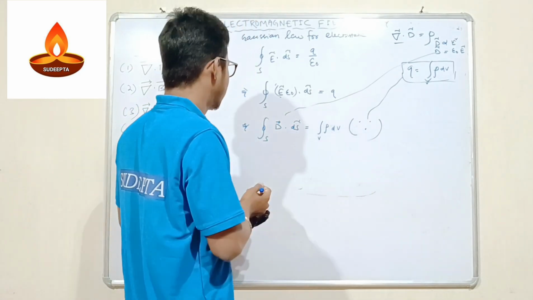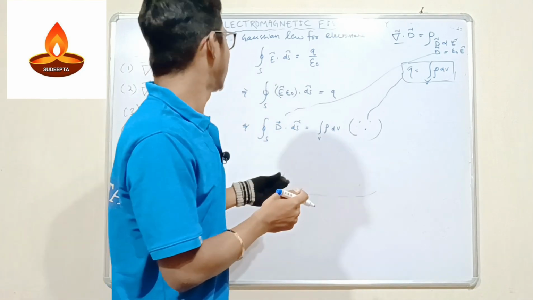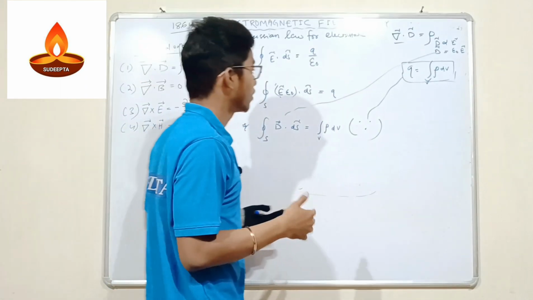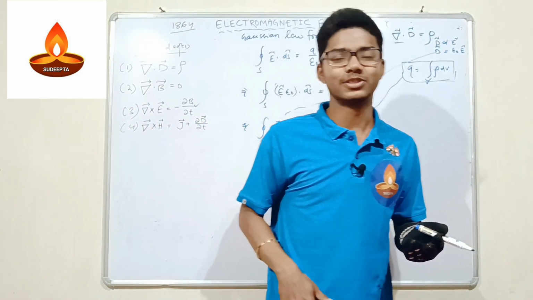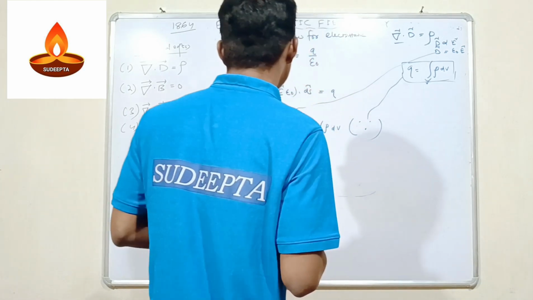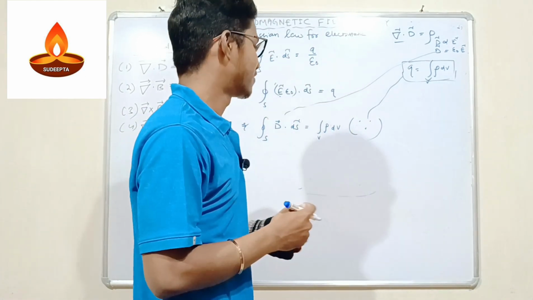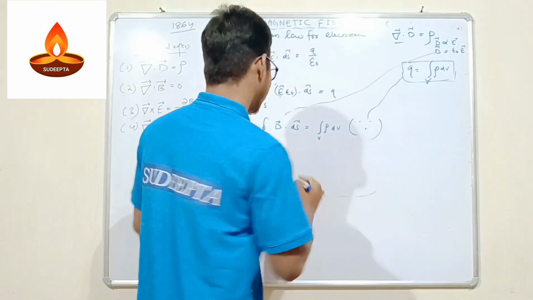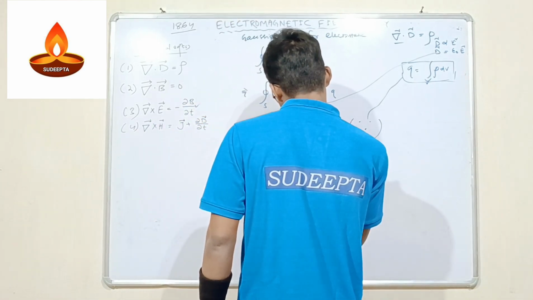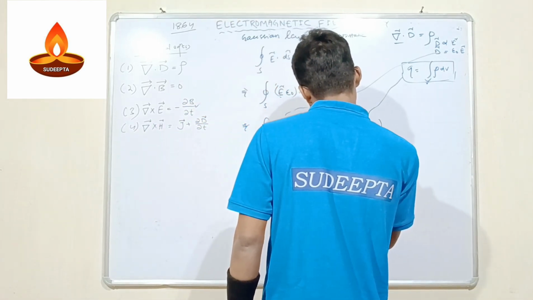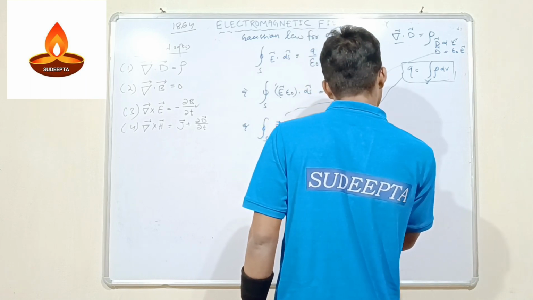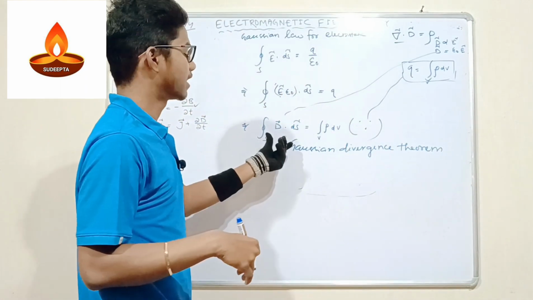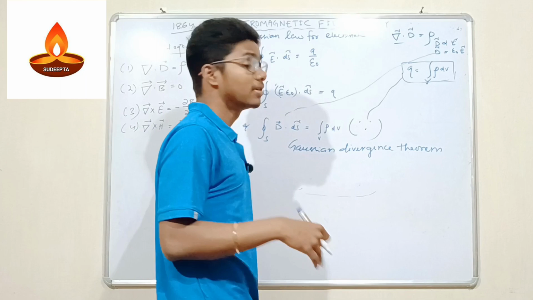Okay, so what happens in the next stage? In the next stage, we just have to get the divergence symbol here. So how can we get the divergence symbol? We use a special theorem. At first, I say that is the Gaussian divergence theorem. What is the role of the Gaussian divergence theorem? It converts the surface integral into a volume integral, and the volume integral into a surface integral.